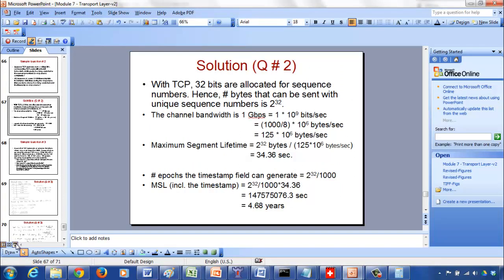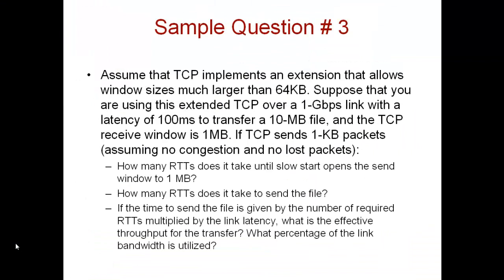Alright, so let's move on to this problem now. So we have here TCP that implements an extension for the advertised window. Okay, so using the options field basically, so that it can advertise more than 64 kilobytes. So let's say we're using such an extended TCP on a 1 gigabit per second link, and the latency of the network is 100 milliseconds. By latency we mean here the round trip time, and we want to transfer a 10 megabyte file over this link.